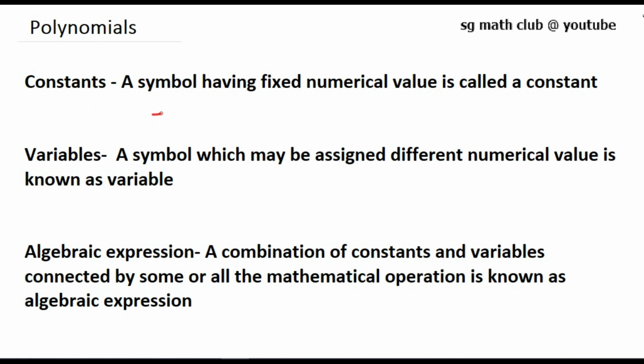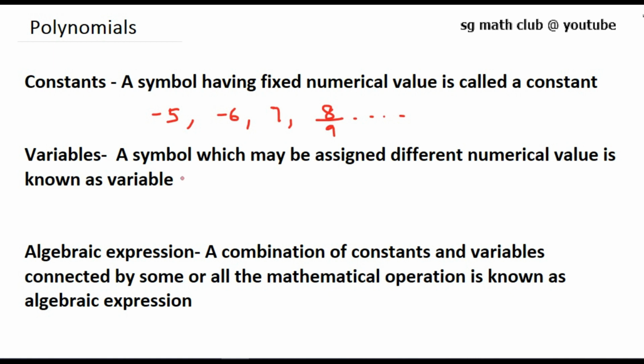So for example, -5 is a constant, -6 is a constant, 7 is a constant, 8 by 9 is a constant. All these are constants. -5 means it is -5 only. It cannot take any other value. So it has a fixed numerical value, which is called a constant.